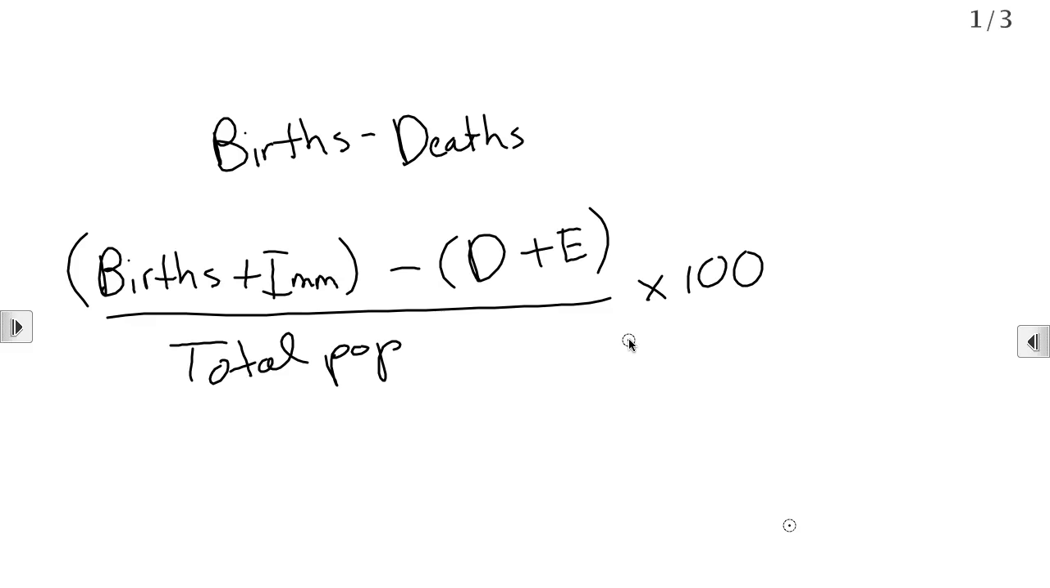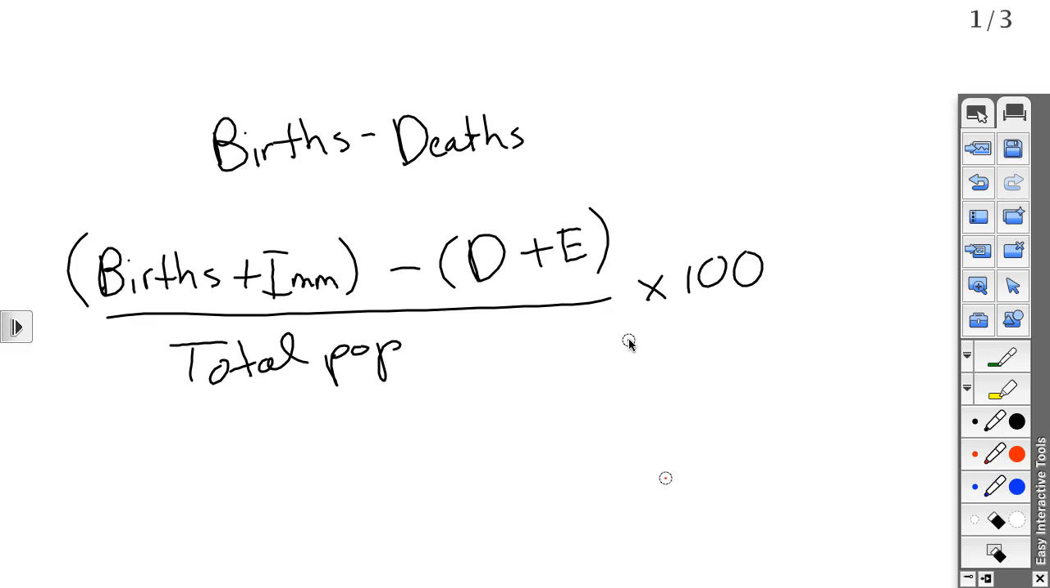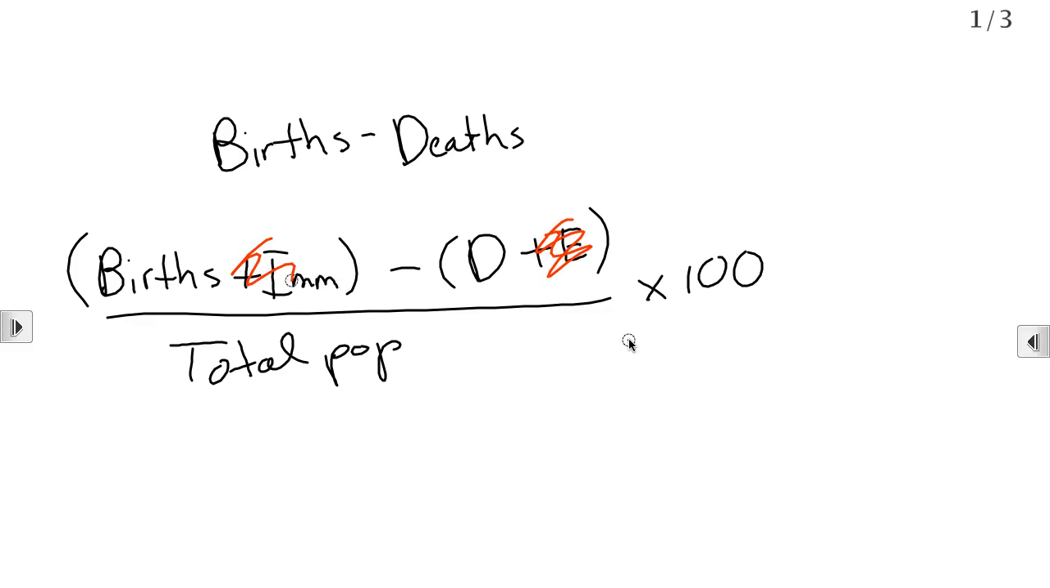Now, let's just say I don't have immigration in here. You just do the same formula, and you don't worry about it. Sometimes they won't give you immigration information. You just do births minus deaths over total. Just take what they gave you and work with it.